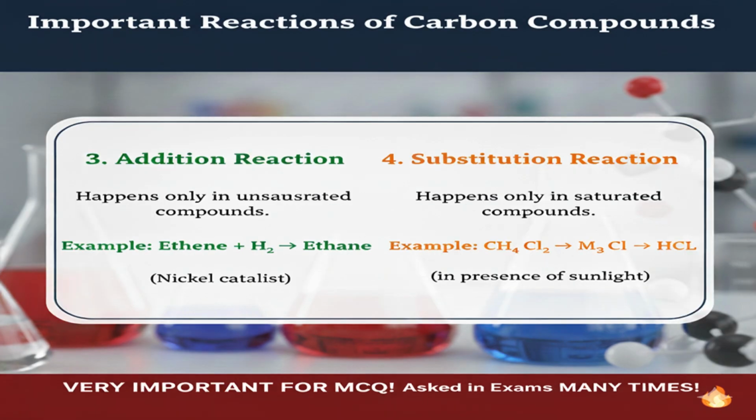Addition reaction happens only in unsaturated compounds. Example, ethene plus H2 gives ethane, with nickel catalyst. Substitution reaction happens only in saturated compounds. Example, CH4 plus Cl2 gives CH3Cl plus HCl in the presence of sunlight. Very important for MCQs.